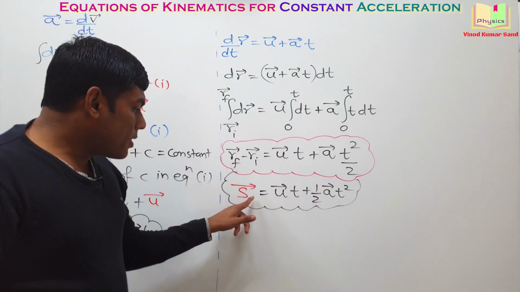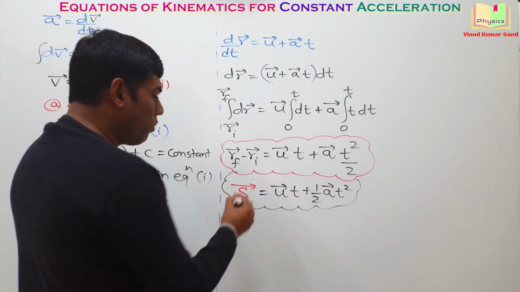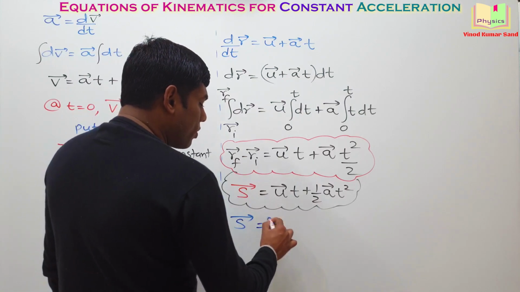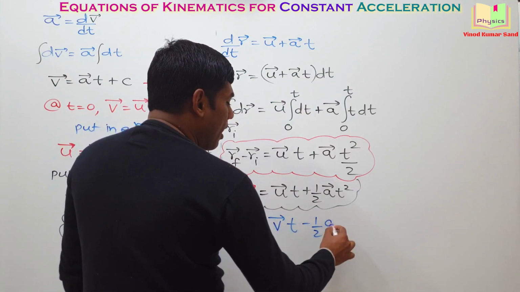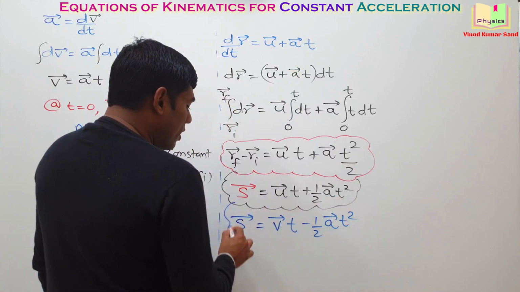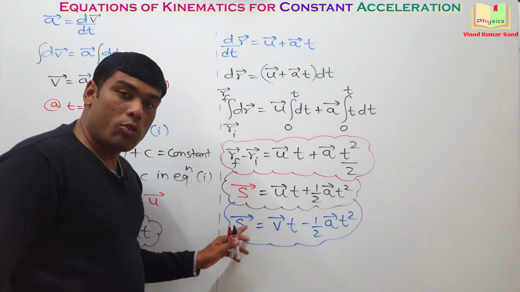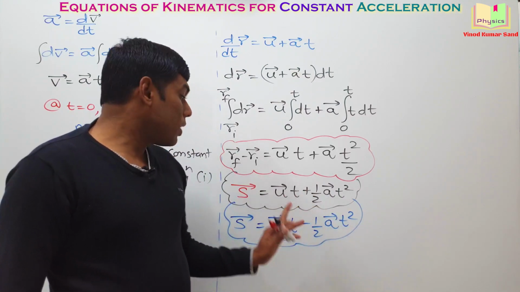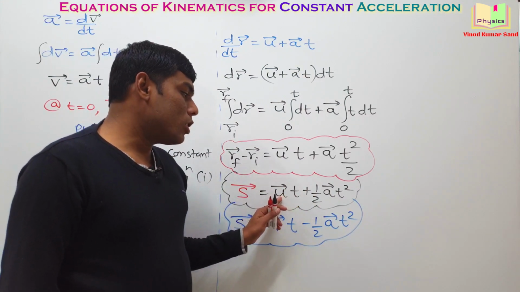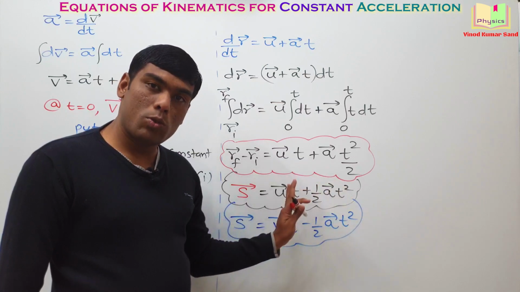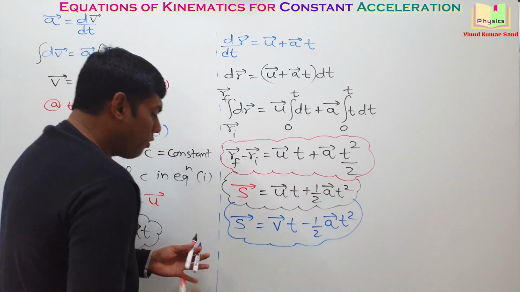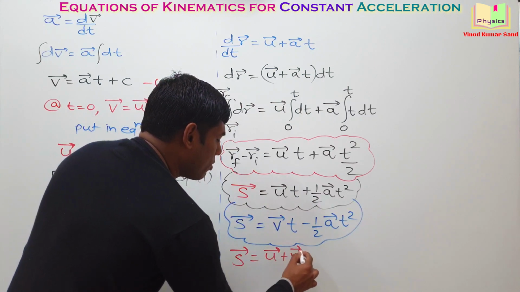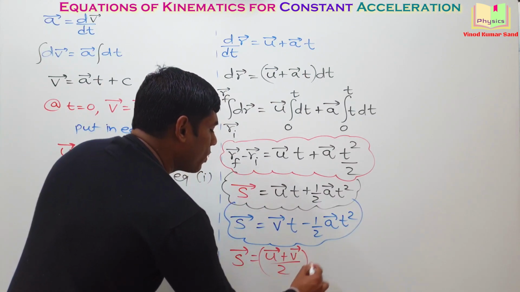Okay. This equation has a few more useful formats. I am writing them one by one. Displacement can be written as vt minus half at square. You can utilize this equation when you know the final velocity and the acceleration. Okay, the earlier equation is used when you know the initial velocity, the acceleration, and the time. Another useful format is this: displacement is equal to u vector plus v vector divided by 2, into t.